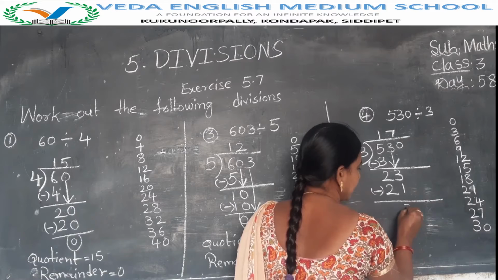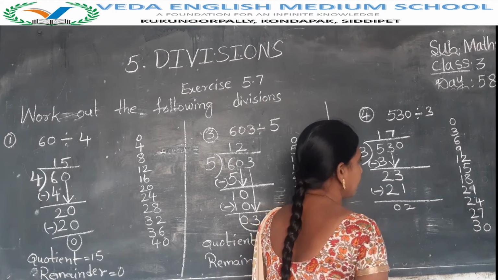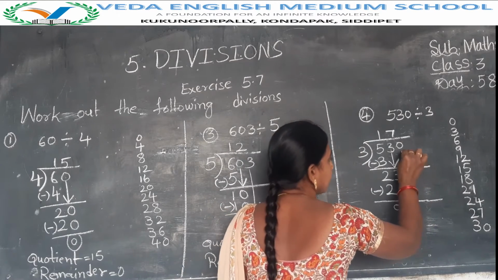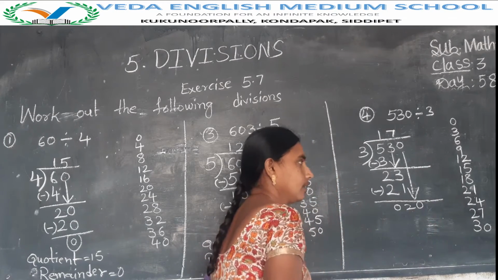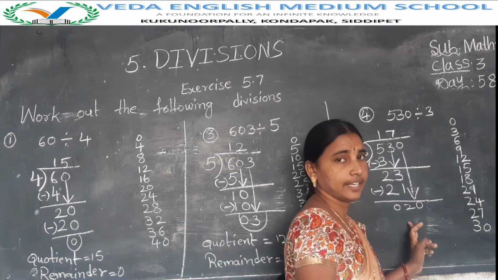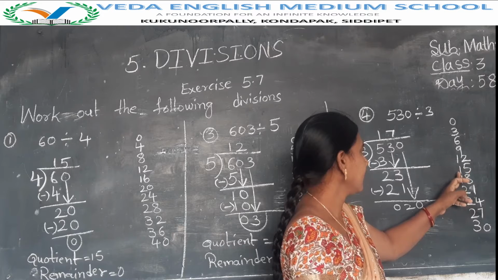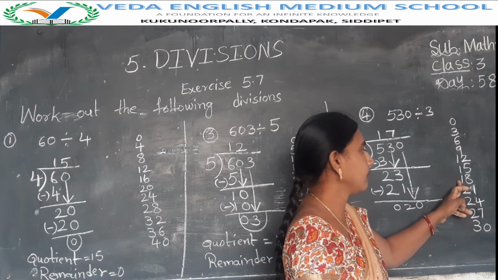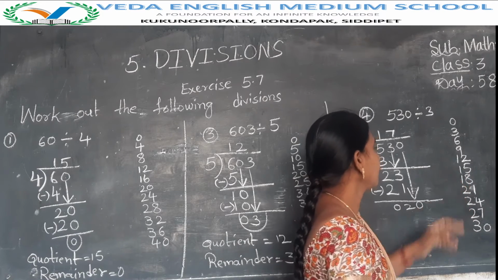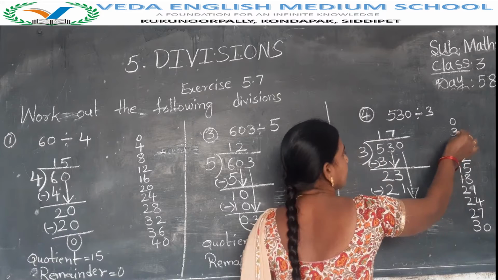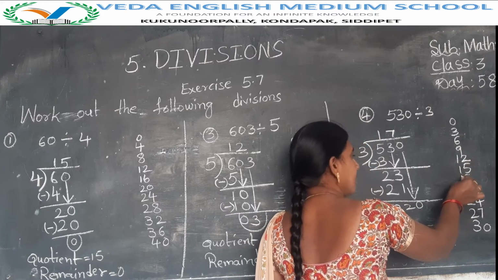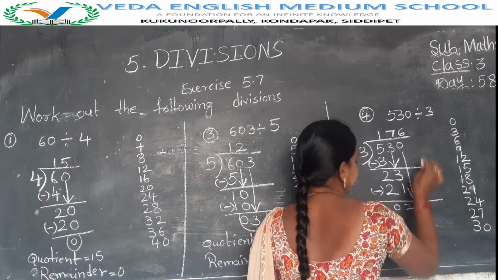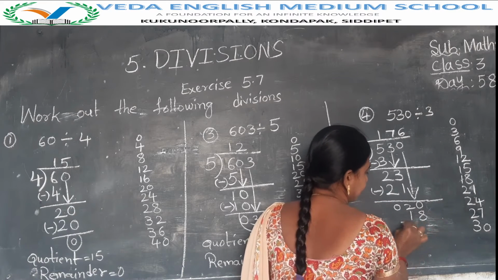3 minus 1 is 2, 2 minus 2 is 0. Last digit here, bring it down like this, that is 0. Here 20. Find the number nearest to 20 in this table. See, now 18, 21. So take only 18, the below number. How many times in this table? 1, 2, 3, 4, 5, 6. 6 times 3 is 18. So 3 sixes are 18.